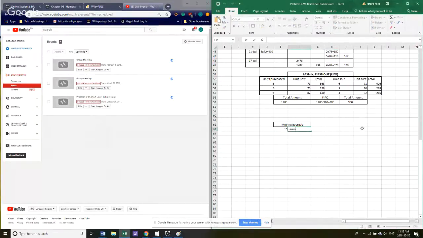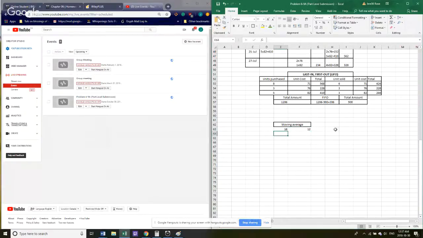Oh, hold up, let's put a bracket there. Yeah, so you just want to sum these guys, and then you want to sum these guys up. And then that'll give you the total units purchased. Sorry, completely wrong. And then that'll also give you the total units sold.